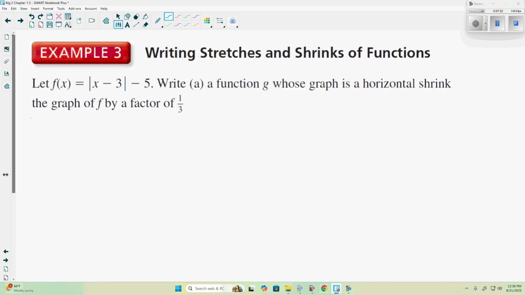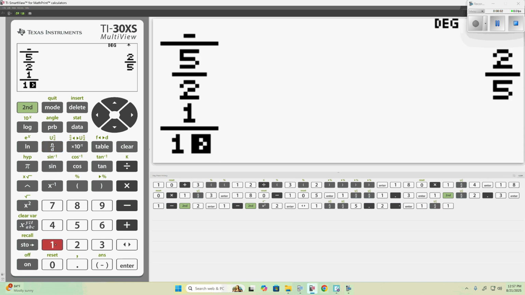Let f of x equal the absolute value of x minus 3 minus 5. Write a function g, so g of x, whose graph is a horizontal shrink, f of a times x, of the graph of f by a factor of 1/3. Now the value we're plugging in is not going to be 1/3. We're not going to stick 1/3 into that a spot, because it's actually 1 over 1/3.